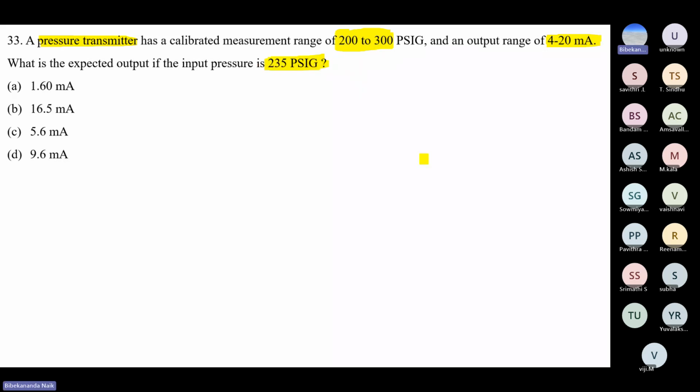What should be the value of the transmitter? It must be showing, since it is calibrated in a range of 200 to 300 psig with respect to an output range of 4 to 20 milliampere. So you try it, I'm giving you a few minutes to try it. Then after a few minutes, we will discuss.